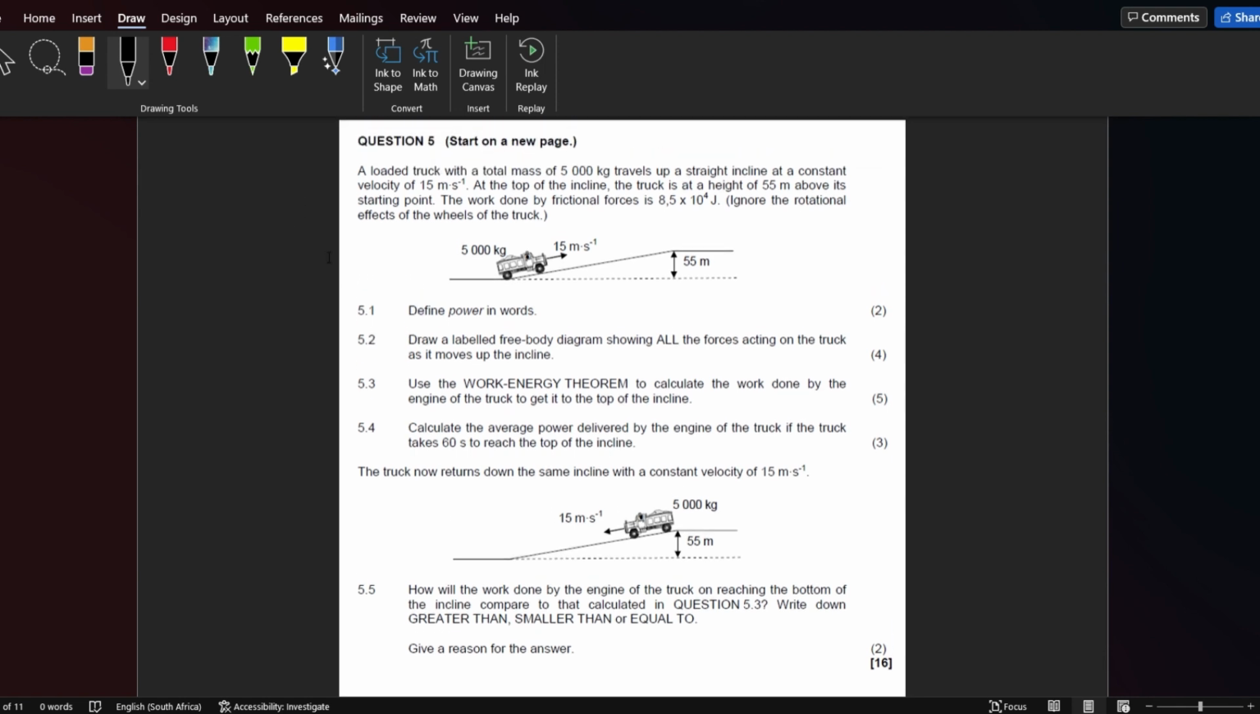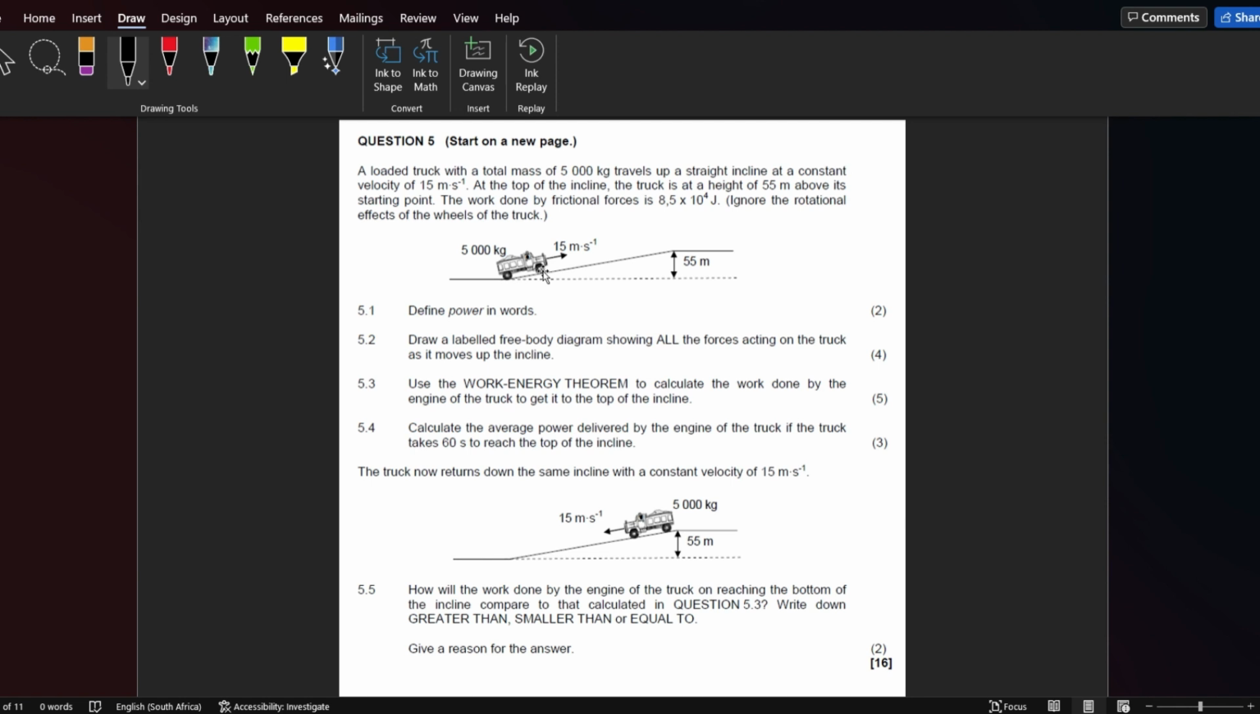Question 5.2 asks: draw a labeled free body diagram showing all the forces acting on the truck as it moves up the incline. Now, when drawing a free body diagram, one way to identify how many forces should be acting on the object is by looking at the mark allocation. This question has a mark allocation of 4 marks, meaning there should be 4 overall forces, and forces which are split into their components still count as one force. So there should be 4 overall forces on this truck.